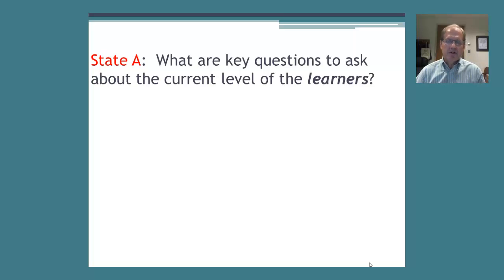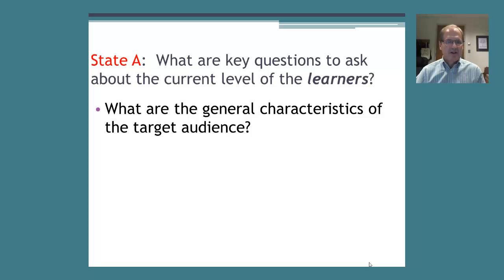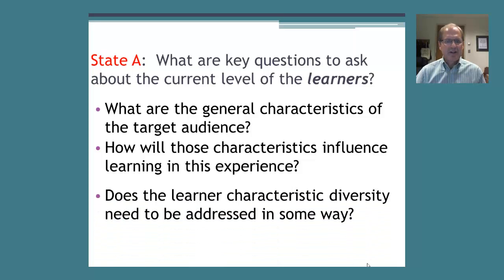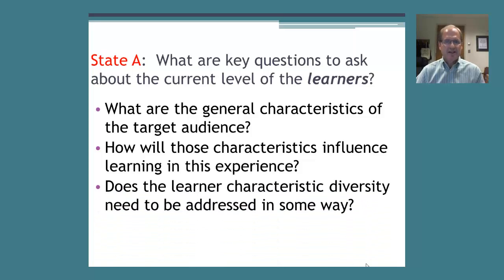In order to determine the current state of your learners, here are some key questions that you should pay close attention to, and you're actually going to use these. The first one is, what are the general characteristics of the target audience? And then, how do those characteristics influence learning in this experience? And does the learner characteristic diversity need to be addressed in some way? Now, these are pretty general questions, but they are used to get you thinking about what more specific things could be asked. Remember, you want to identify the starting position where your learners are now, that state A, if you will.